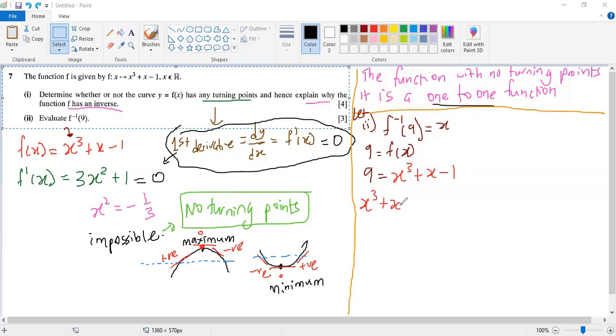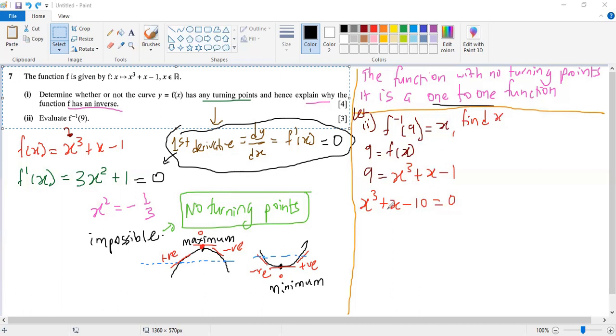So x cubed plus x, you bring this minus 10, equal to 0. Okay, so we want to find the value of x. In other words, find x. So x cubed plus x, bring that minus 10.